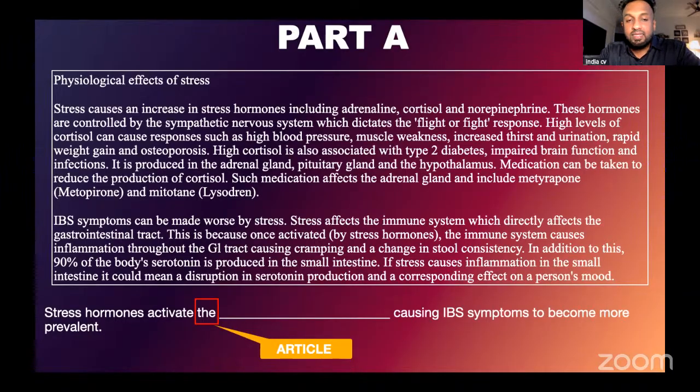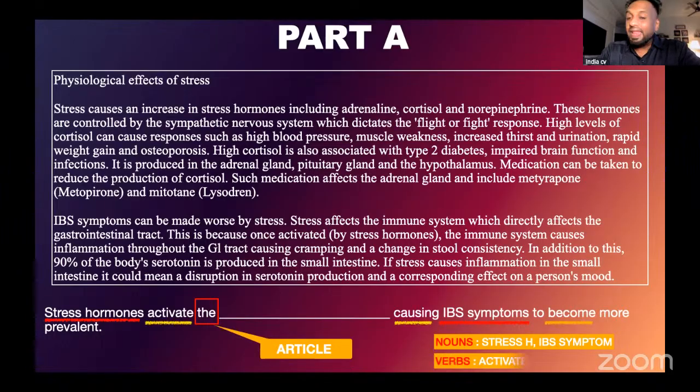I'll quickly underline the noun and verb. Stress hormone is a noun. IBS, which is irritable bowel syndrome, is a disease condition name. So IBS symptoms and stress hormone, these are my nouns. What are my verbs? Verbs are nothing but action words, something which causes, something which makes things happen. That's an action. So the verbs are causing and activate. So keep four things in mind: stress hormone, IBS symptoms, activate, and causing or become.